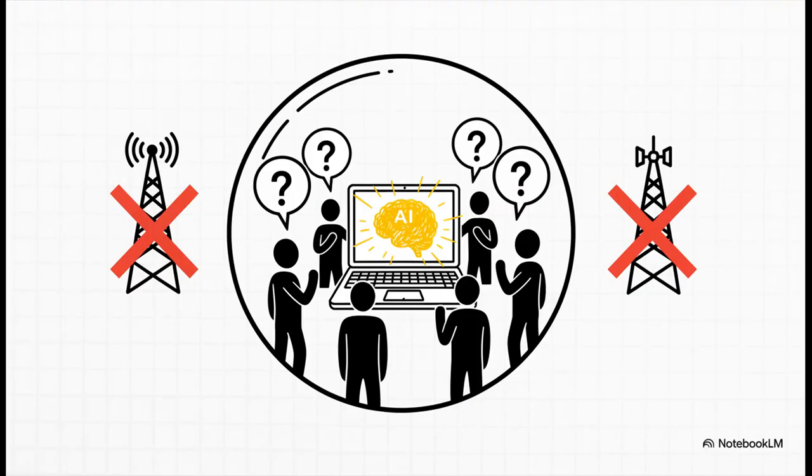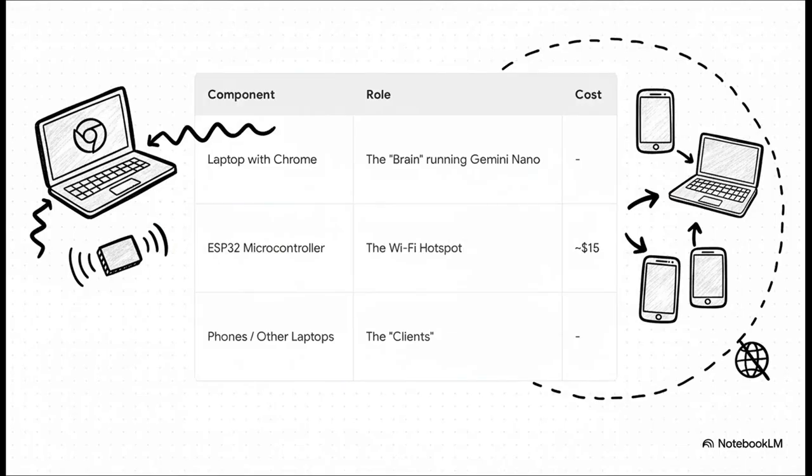Okay, so here's the big question. You have this amazing AI running on your laptop, but you're somewhere with no Wi-Fi, no cell service, nothing. How in the world do you share its power with the people around you? The solution is actually so simple and unbelievably cheap. Your laptop running Chrome, that's the brain. Then you just add this tiny $15 microcontroller, an ESP32, and its whole job is to create a local Wi-Fi hotspot. Now, to be clear, this doesn't connect to the internet, it just creates a private local network that anyone nearby can jump on with their phone or laptop.